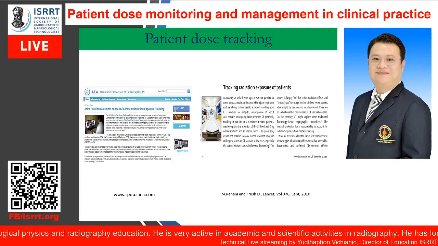What we had done at that time was that we issued a joint position statement on patient dose exposure tracking. From that time, we agreed that we need to monitor the radiation dose that the patient receives, and the vendors gave a good response to this joint position statement. So if you look at the radiology equipment these days, you will see that most of the equipment comes up with the dose matrix showing how much dose the patient gets. I will talk about this in detail later.